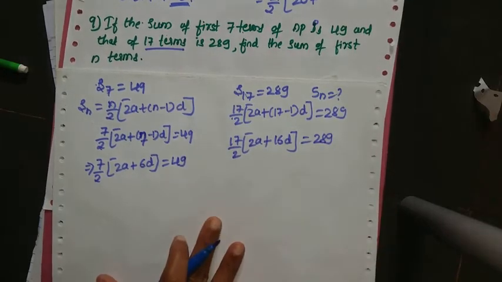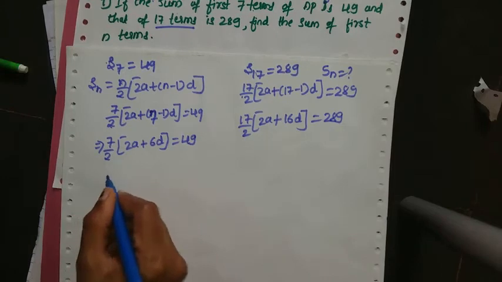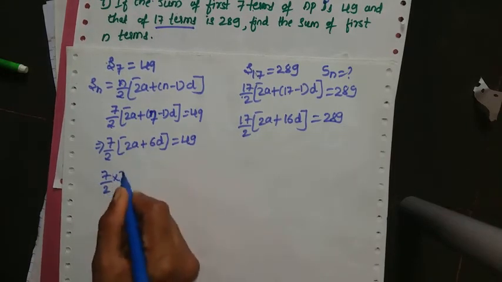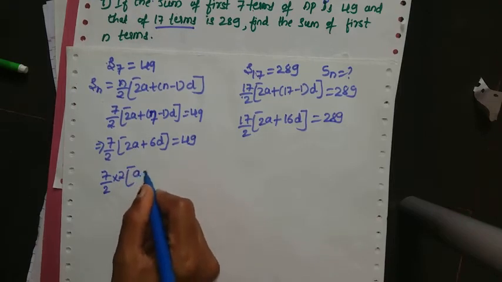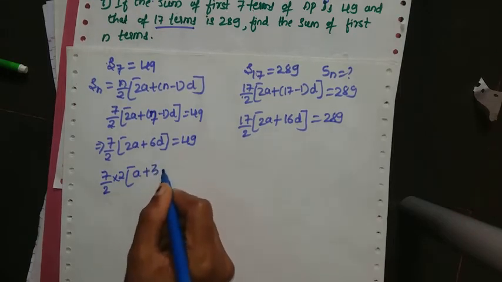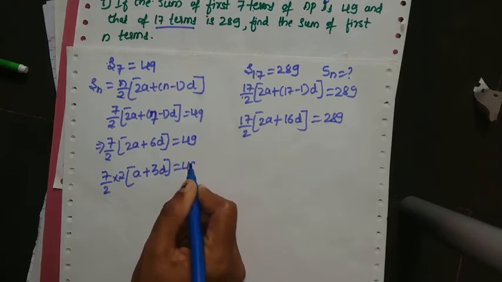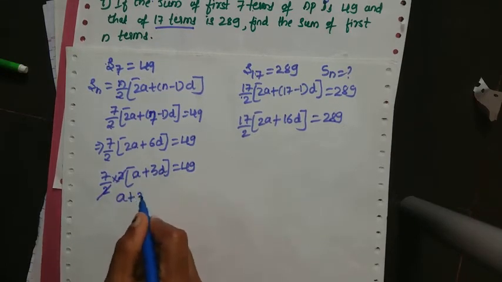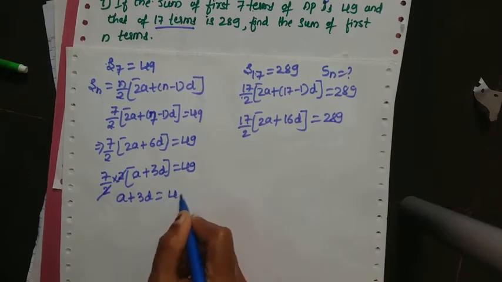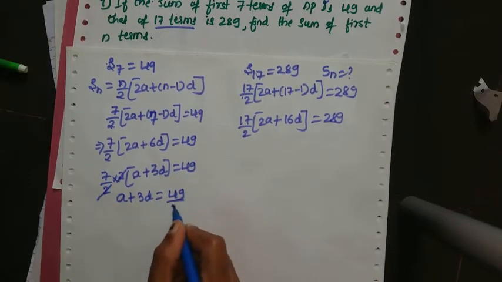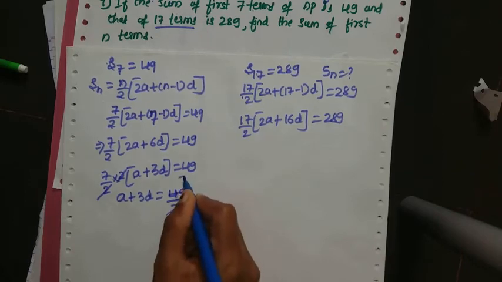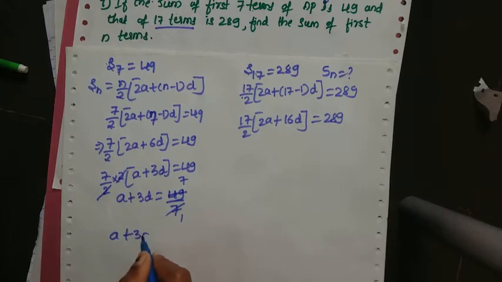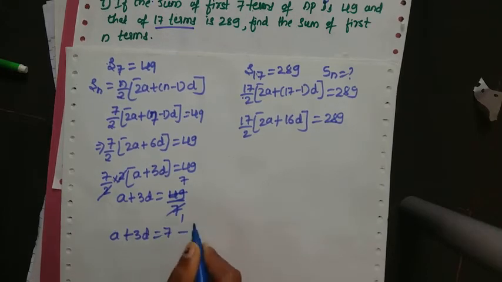Let me calculate one at a time. Here 7 by 2, 2 is common. We have a plus 3d, since 2 times 3 is 6, equal to 49. The 2 gets cancelled. We have a plus 3d equals 49 divided by 7, that is 7. So here we have a plus 3d equals 7. I call this equation number 1.